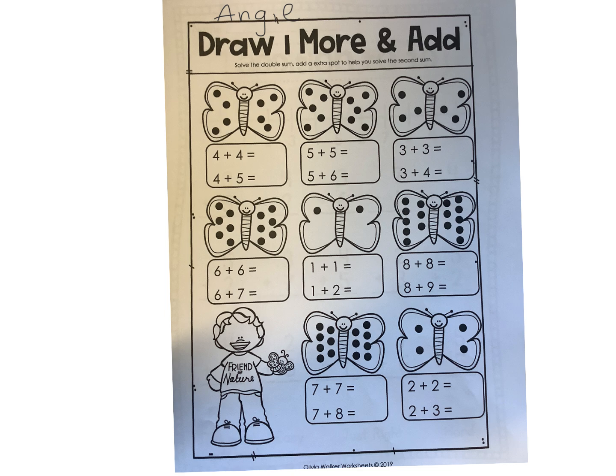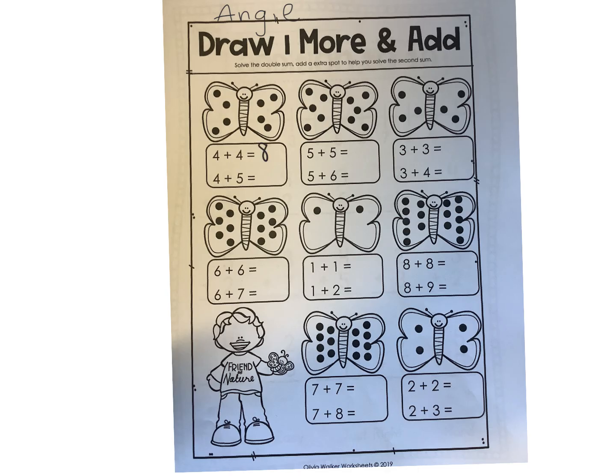So doubles are when you have two numbers that are the same and we're adding them. So the first one is 4 and 4. When we add 4 plus 4, we know that the answer is 8. So on the first one, you can write 8.